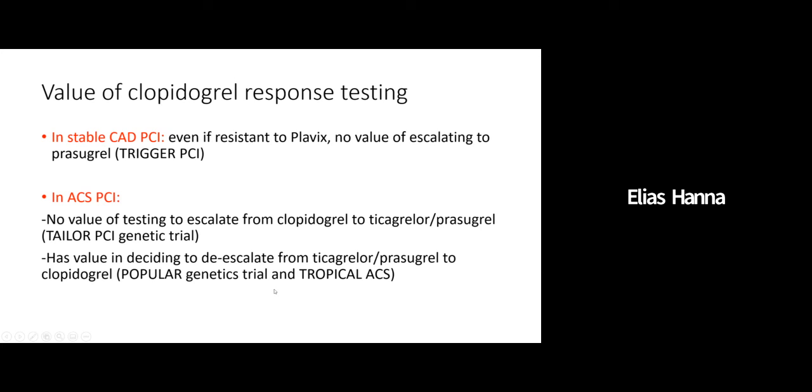Basically, if you're not resistant to Plavix, then you can feel more comfortable breaking those guidelines and giving the patient Plavix after stent for ACS. So it's very valuable and makes you feel comfortable in de-escalating and downgrading from Ticagrelor to prasugrel to Clopidogrel in the ACS setting, based on those two trials published also in the last year.